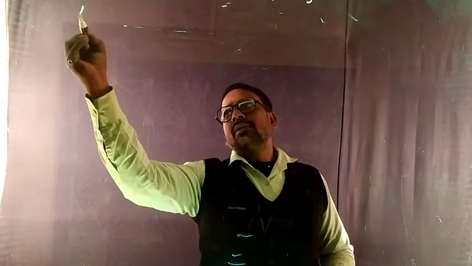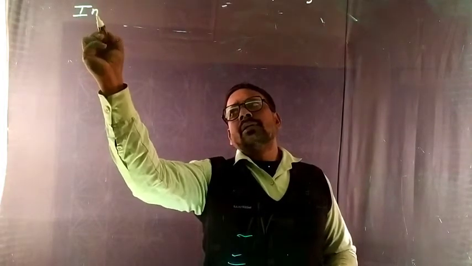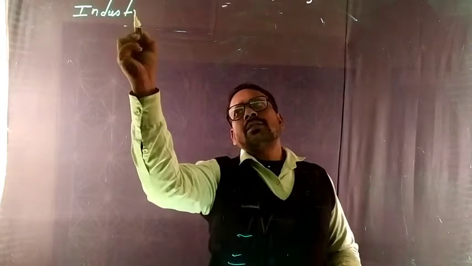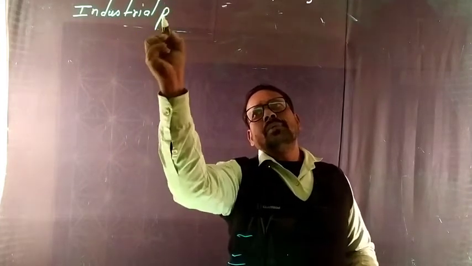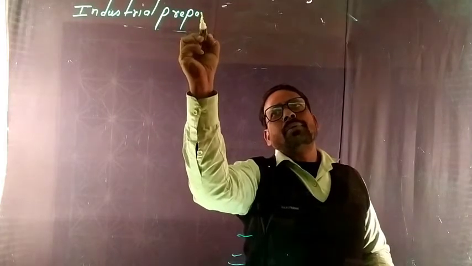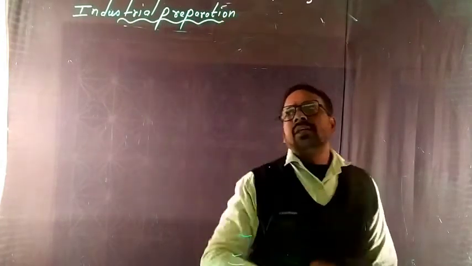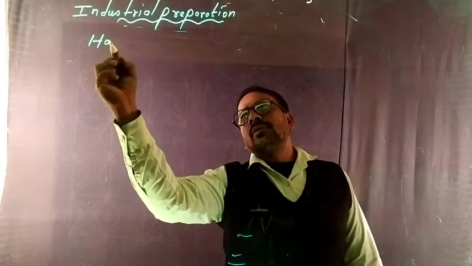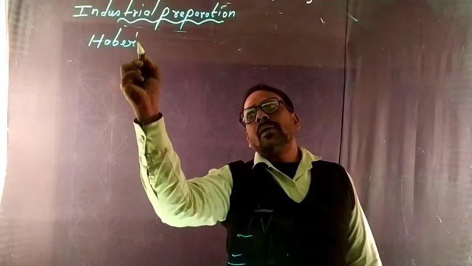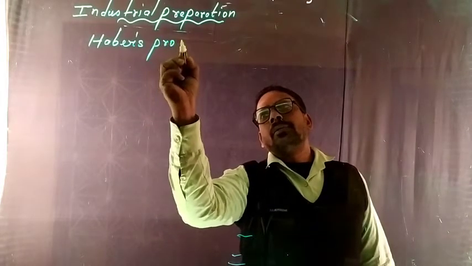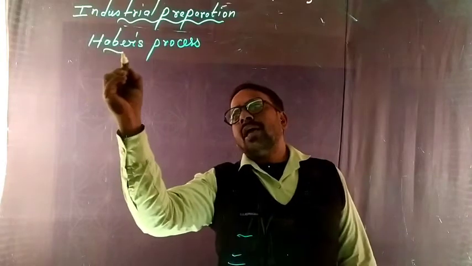In the last lecture, we discussed the preparation of ammonia, but the most important part we will discuss today is the industrial preparation. And this process is called the Haber process. This is called the Haber process.